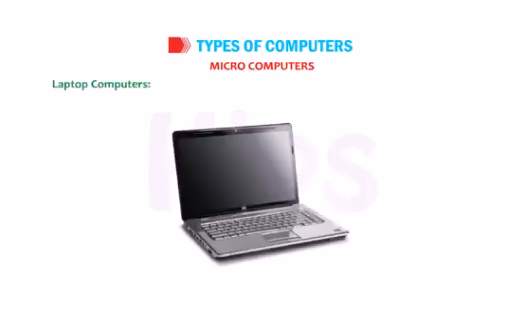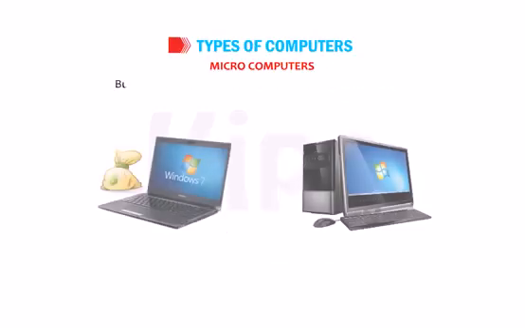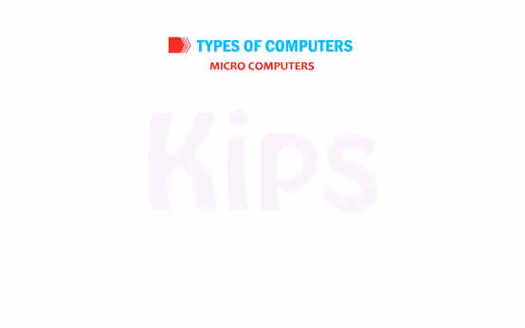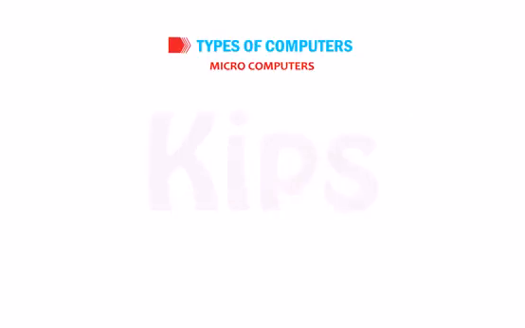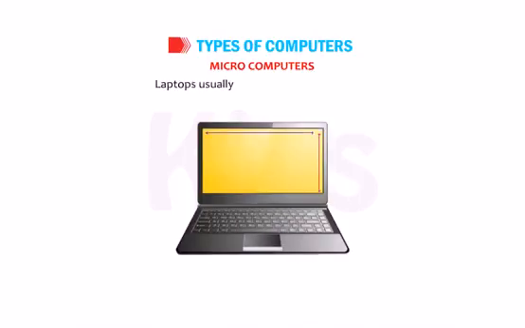Laptop computers. These computers are small in size and can be placed on the lap. These are battery operated and portable. We can perform all the tasks on it as we do on a desktop. But laptops are more expensive than desktop computers. These computers are mainly used by people who travel a lot. We can fold down the screen of the laptop onto the keyboard when not in use. Laptops usually have a 13 to 15-inch screen.